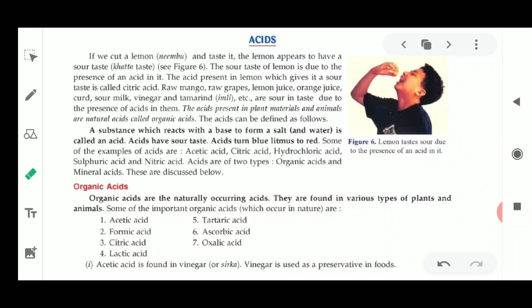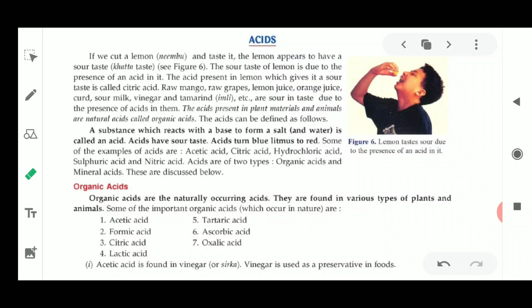Before starting today's video, I would like to tell you that yesterday we discussed various concepts related to acids and bases. I gave you a general view of acids and bases, and in detail we studied the indicators. Today's topic will deal with the description of acids and bases.